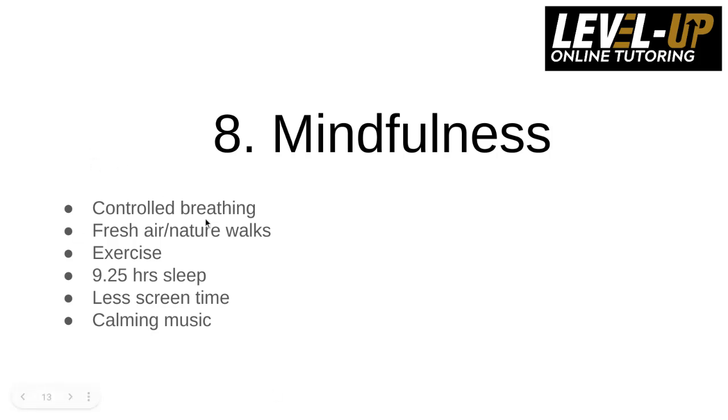Fresh air, nature walks, it's proven that if you go for walks in nature at the weekends or any time, it actually increases your brain activity. That's a fact. And fresh air helps to calm you as well. Regular exercise, good eating. Teenagers should be getting 9 hours and 25 minutes sleep a night. How many of our teenagers actually do that? Not many, I imagine, but that's what they should be getting.